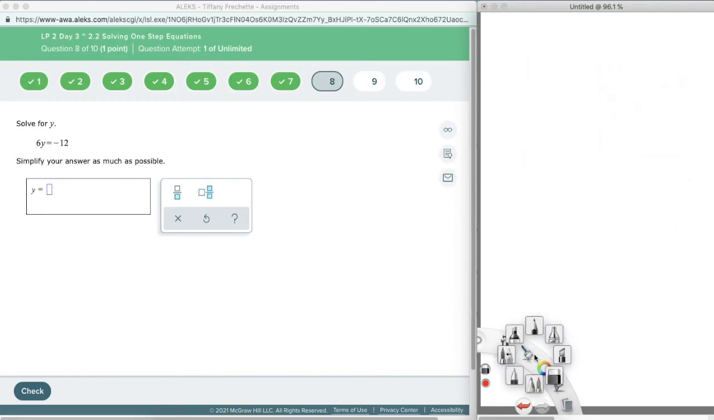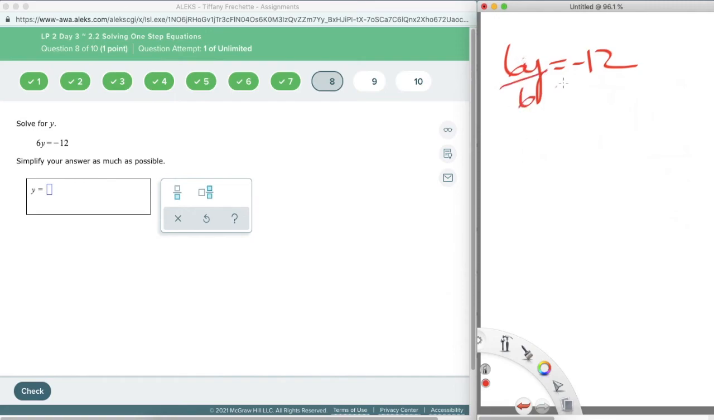All right, so now we have 6y equals negative 12. So same thing. First question we should be asking is what is being done to the variable? So in this case, we're multiplying by 6. So I'm going to divide by 6 on both sides because that cancels it over here. So y is by itself. Negative 12 divided by 6 gives me negative 2. So I can go y equals negative 2.